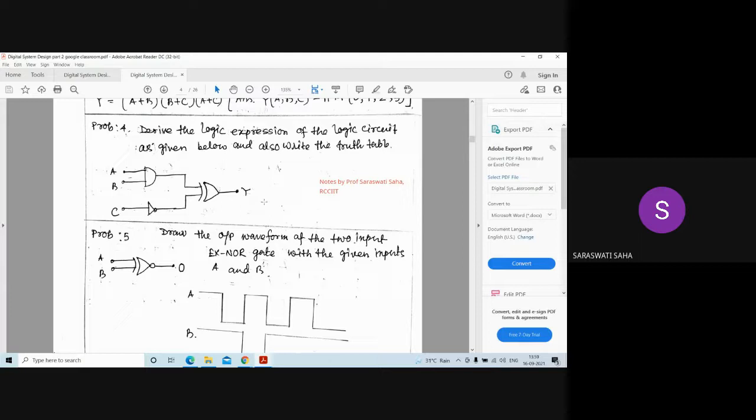What will be the output expression? Just tell me. Y equals to? Y equals to AB XOR C bar. Okay, two inputs are here. One is AB, another is C bar, right? Then what will be the Y?